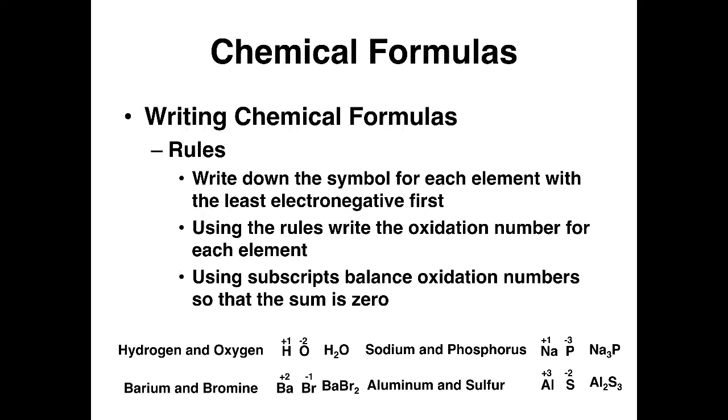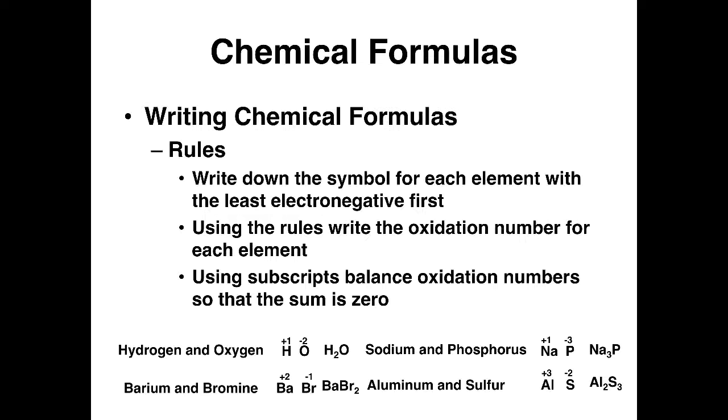So at the bottom here we have 4 examples. We're combining hydrogen and oxygen. Hydrogen, when combined with a nonmetal, is a plus 1. Oxygen is a minus 2. You have to take 2 times plus 1 to counterbalance the minus 2 so that it ends up being 0. So that's H2O, or water. Barium is a 2A element, and so it has a plus 2. Bromine is a 7A element. It's a minus 1. So you have to multiply the bromine by 2 in order for it to balance out the barium and end up with a 0.